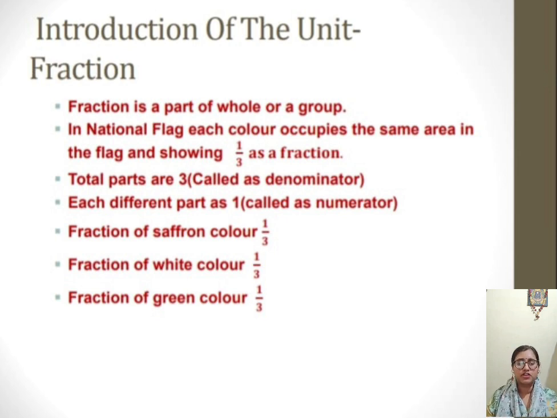See the example of the national flag. Saffron is 1/3 of the national flag. White is also 1/3 of the national flag, and green is also 1/3 of the national flag. So these are the parts that are equally divided, three equal parts of the national flag.